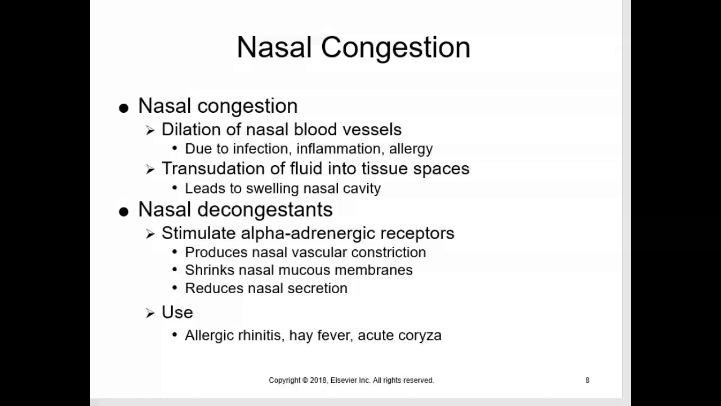The result is shrinking of nasal mucous membranes and reduction in fluid secretion, or reduction of the runny nose. Nasal decongestants are administered by nasal sprays or drops, or in tablet, capsule, or liquid forms. Frequent use of decongestants, especially nasal spray or drops, can result in tolerance and rebound nasal congestion, rebound vasodilation instead of vasoconstriction. Rebound nasal congestion is caused by irritation of the nasal mucosa. The systemic and nasal decongestants that you need to be familiar with for exams are phenylephrine hydrochloride and pseudoephedrine.